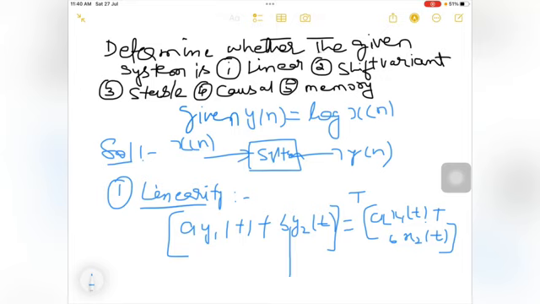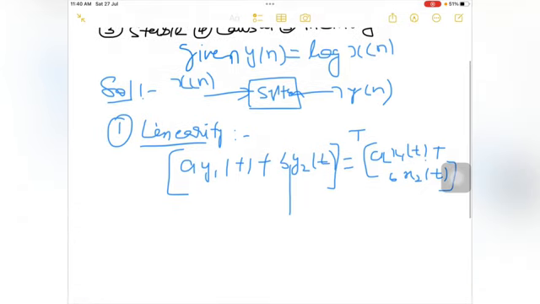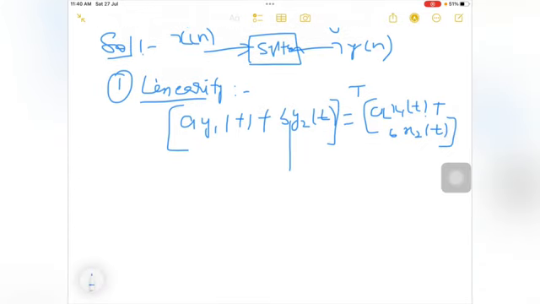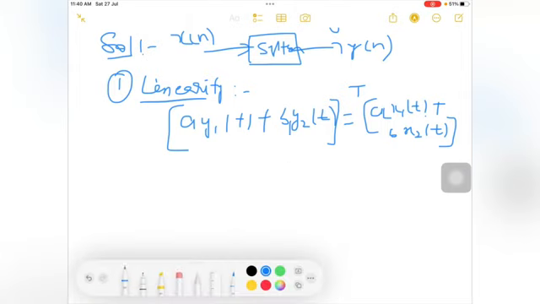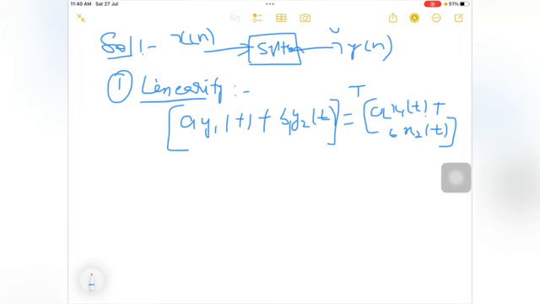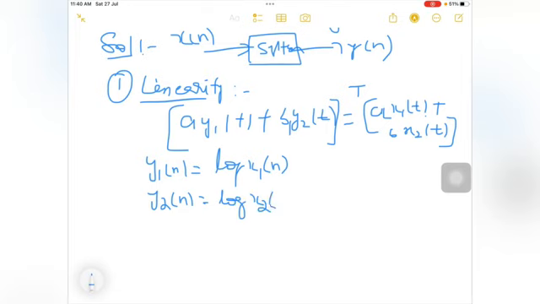Now I will take the next step. So if it is y1 of n, the first input will give rise to the corresponding output log of x1 of n, because there are two inputs. Similarly, what is my y2 of n? y2 of n is equal to log of x2 of n. You see the linearity principle and homogeneity: this has to be multiplied with the constants a and b. Now multiply this y1 and y2 by a and b.